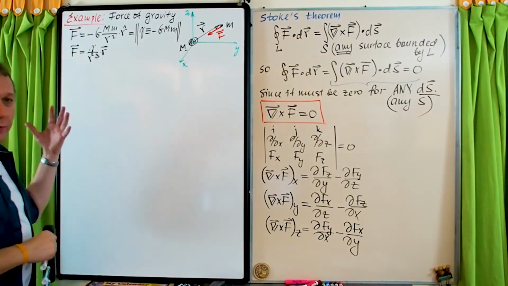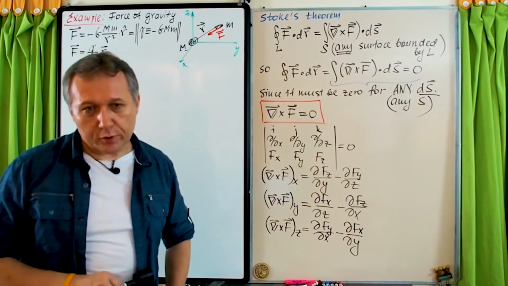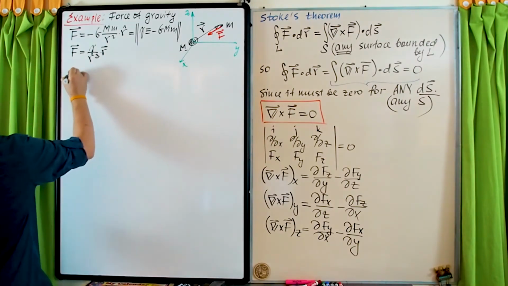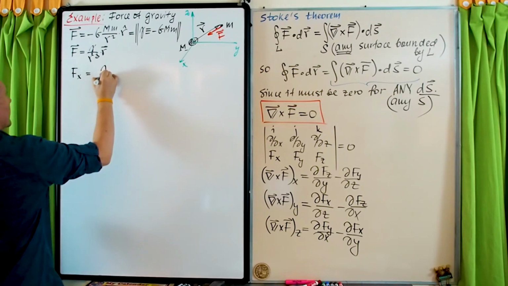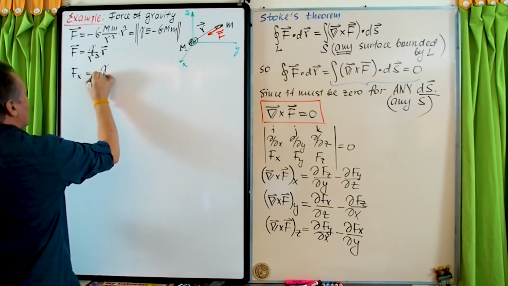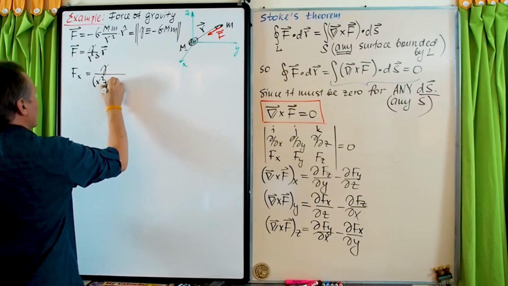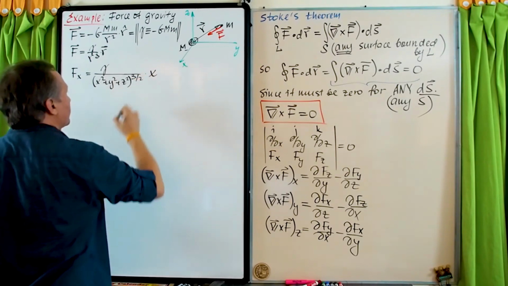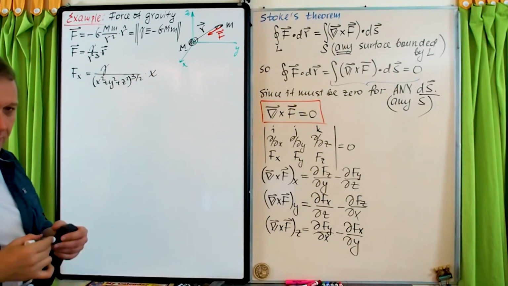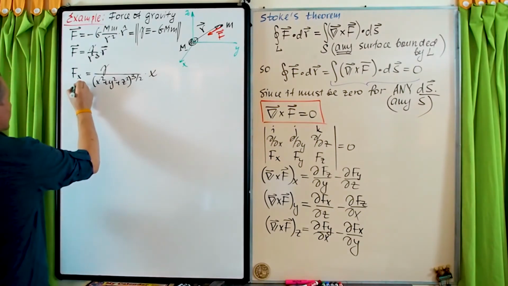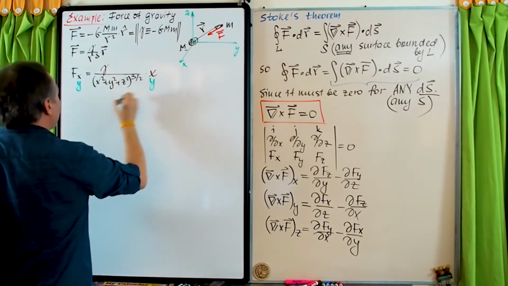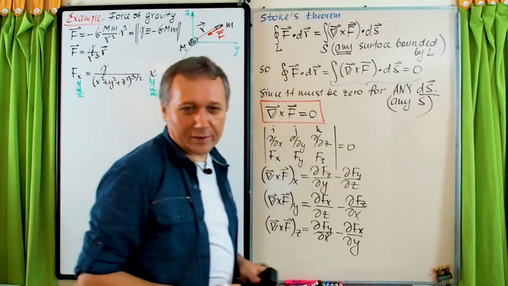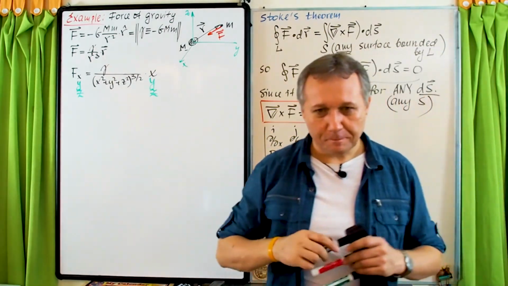And so before I continue, let me write in the component form because I'm going to use Cartesian coordinates. Right, so Fx, of course, it will be gamma over x squared plus y squared plus z squared to the power of 3 over 2, times x. Y and z components will be similar, right? So here we just have y, here y, and then z and z. I just don't feel like rewriting exactly the same 2 times.